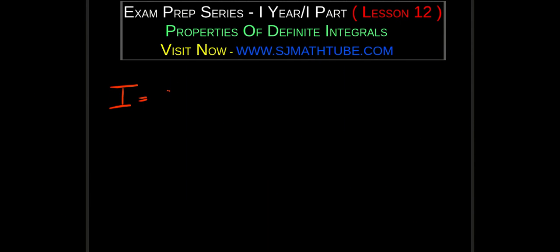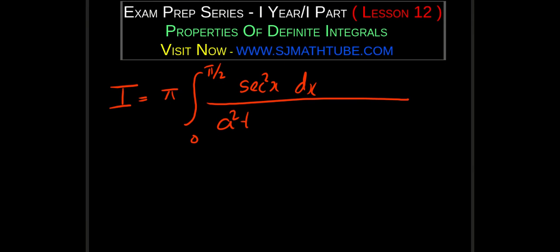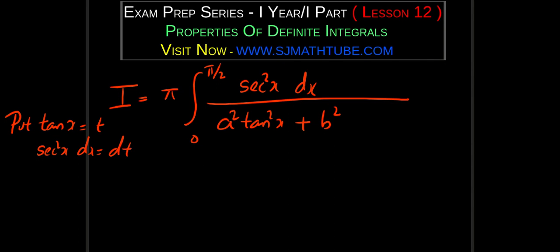Pi times the integral from 0 to pi by 2 of sec square x dx, the whole divided by a square tan square x plus b square. Okay, now let's start with the standard process. Put tan x equal to t. So sec square x dx will be equal to dt. And time to change the limit because this limit belongs to x. So this is actually x equal to 0 to x equal to pi by 2.